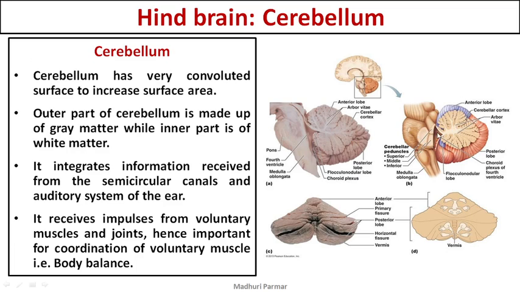So it receives the impulses from voluntary muscles also and joints. So let us say your hands and legs. And hence it is important for coordination of voluntary muscles. So all the muscles which are under your control are again coordinated. Let us say you are running, then your left foot first, then right foot. All of this coordination is maintained by cerebellum. Body balance also. So I'll give you an example of how the function of cerebellum was discovered.